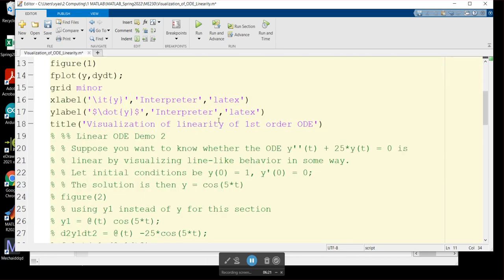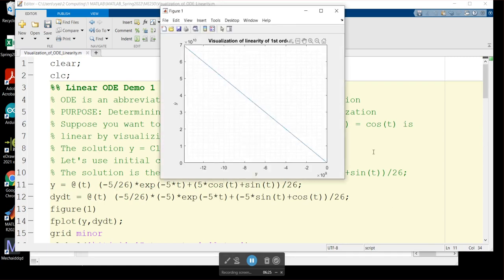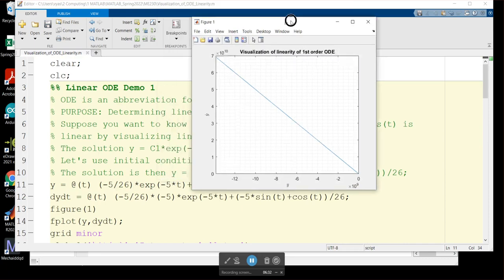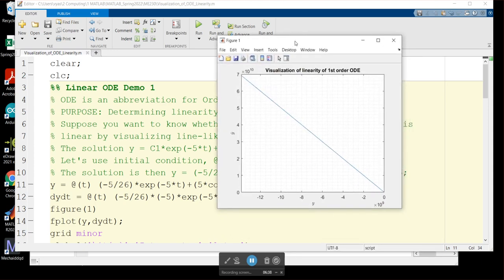All right, at this juncture, let's run the code. So click run. Voila, I get a line with a negative slope, just as predicted. Furthermore, take note of the slope of the line. The slope of this line should be -5, and that is what you are going to observe here. Once I give you the code, you can play with this and verify that the slope is like that.